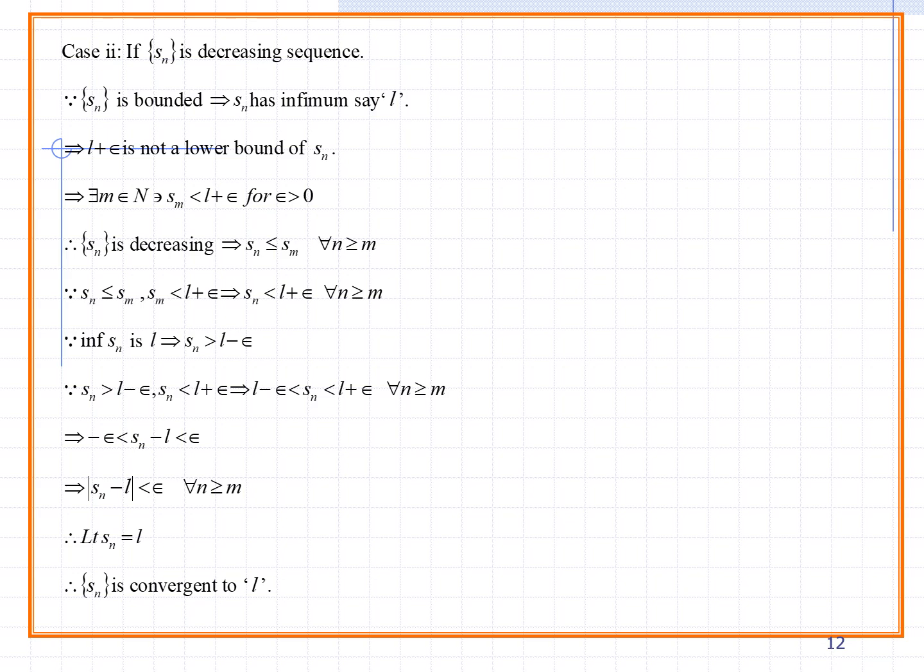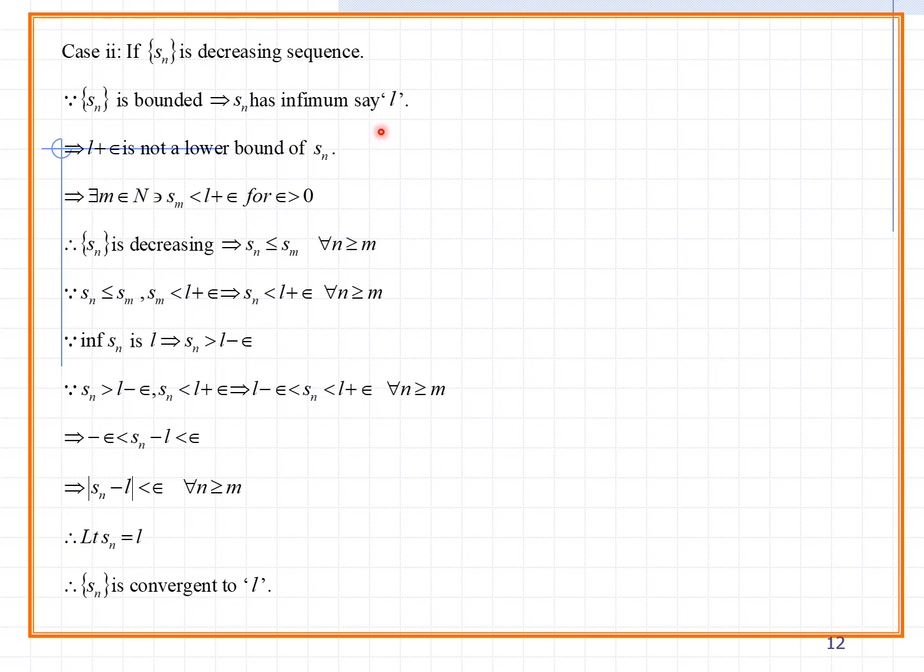Let us see case 2. If Sn is a decreasing sequence, what does monotonic mean? Either increasing or decreasing. Increasing we have already proved to be convergent. Let us see the decreasing sequence. So Sn is bounded, and Sn has an infimum. What does infimum mean?